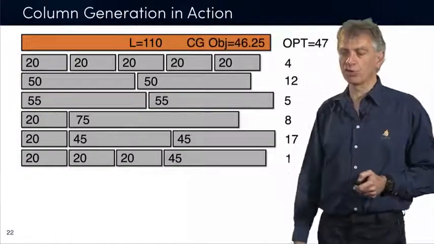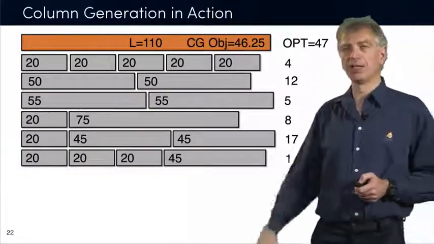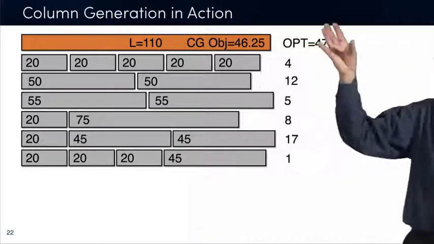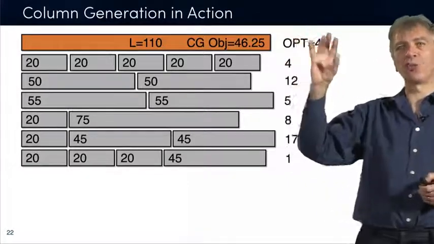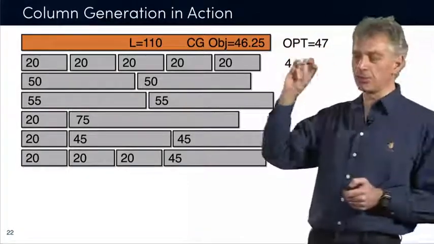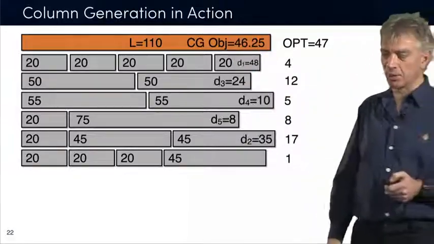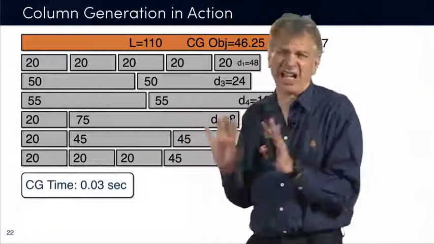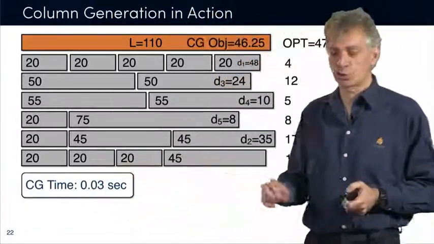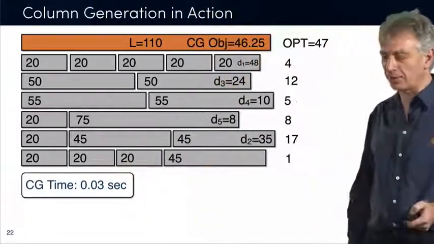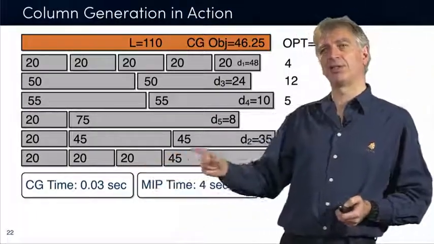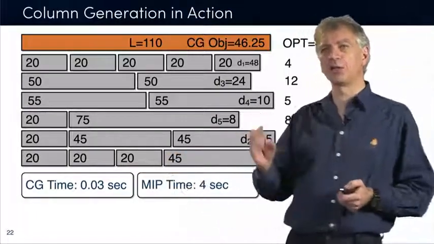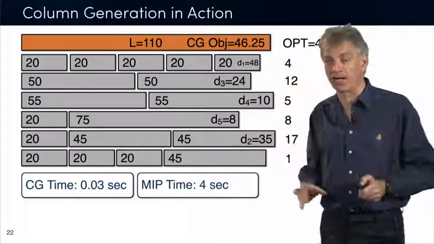Now, if you try to solve this problem optimally, this is what you get. Let's say you use the first formulation that I've shown you to solve it optimally, you would get 47. Now what is interesting is the time. The column generation on this very, very tiny example is going to take 0.03 seconds in one of the systems that we are using. The first MIP formulation is going to take about 4 seconds. That's 2 orders of magnitude, right?